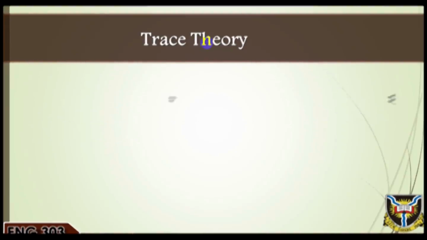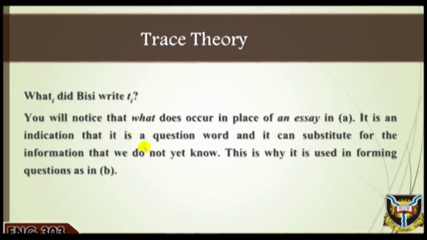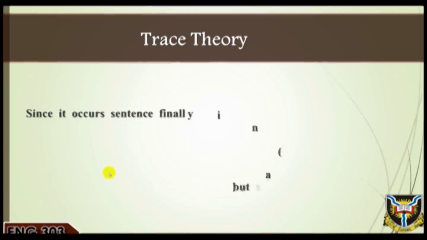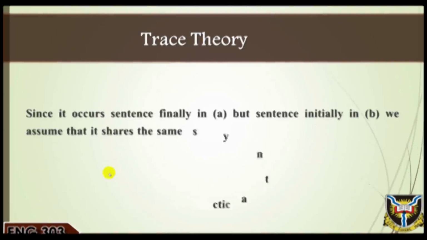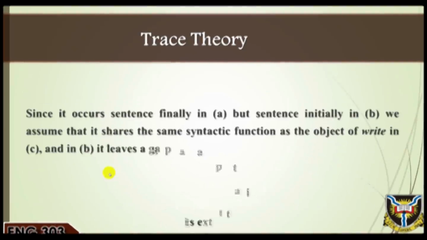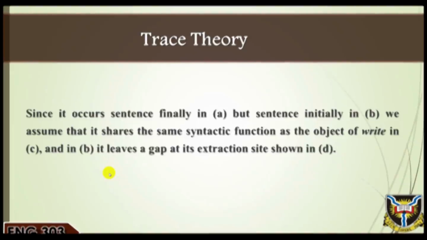You will notice that what does not occur in place of an essay in a. It is an indication that it is a question word, and it can substitute for information that we do not yet know. This is why it is used in forming questions as in b. Since it occurs sentence finally in a, but sentence initially in b, we assume that it shares the same syntactic function as the object of write in c, and in b, it leaves a gap as its extraction site, shown in d.